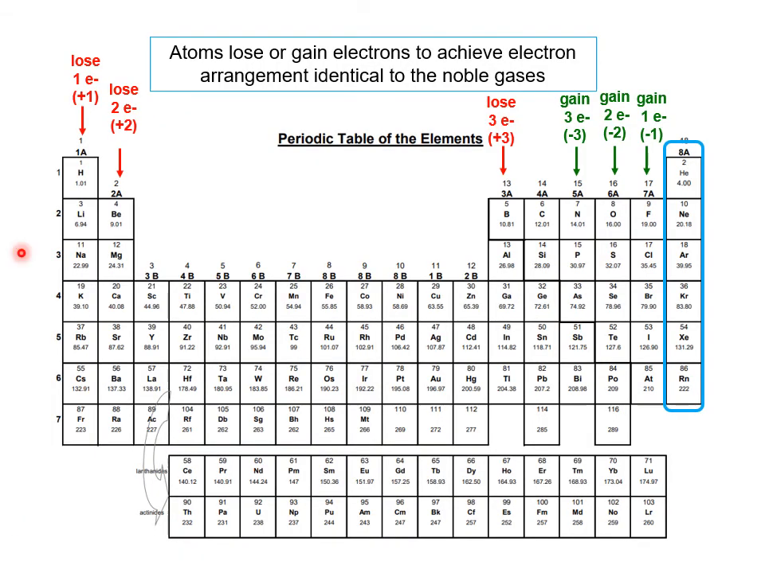So again, on the periodic table, the elements either gain or lose electrons so that they can have the same electron arrangement as the noble gases. Notice that these on the left side like to lose electrons, and then the ones on the right side like to gain electrons to become like the nearest noble gas.